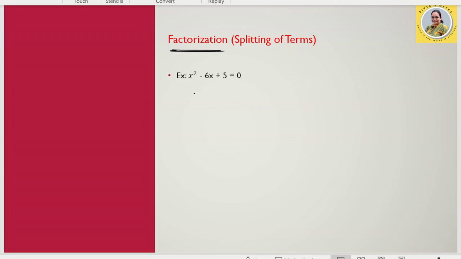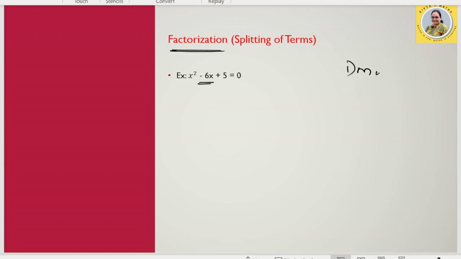So we have taken the example x square minus 6x plus 5 is equal to 0. So this is a quadratic equation. We need to split the middle term, which is minus 6x. So to split the middle term, the first step we will multiply the coefficient of x square and the constant term. Okay, so if you compare it with the standard form, this is a and this is c.